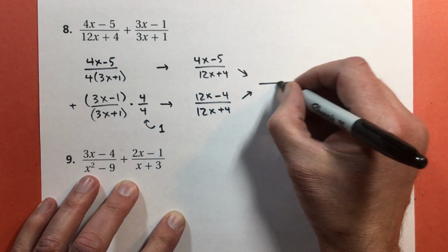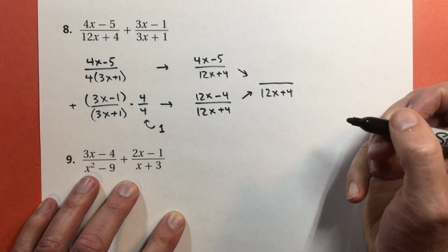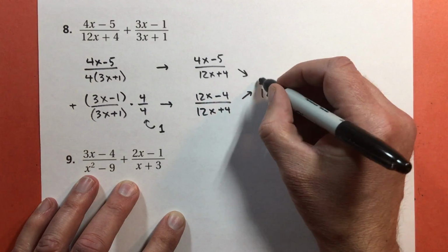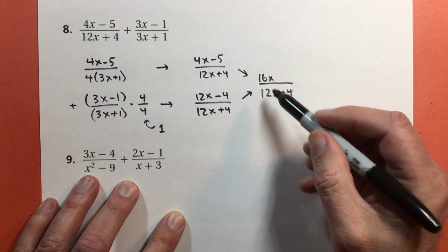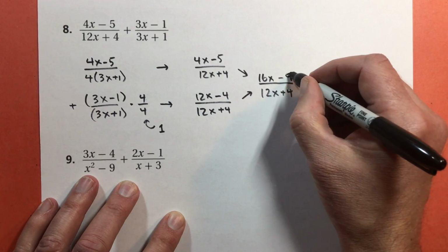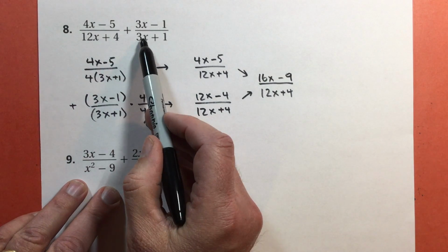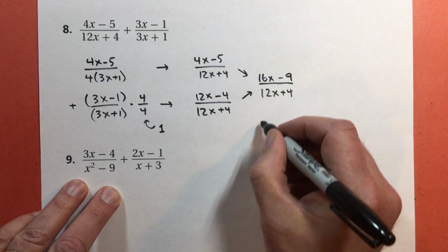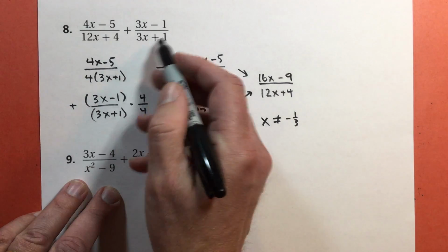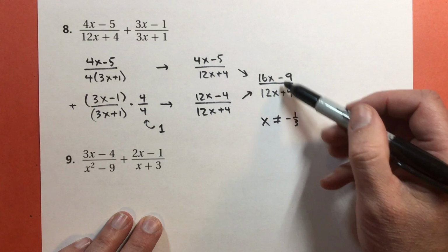I'm going to add these two together. My denominator is 12x plus 4. And my numerator is going to be 4x plus 12x, which is 16x. Negative 5 plus negative 4, which is negative 9. Now it looks like right here 3x plus 1, it looks like x cannot equal negative 1/3. I'll let you do 3x plus 1 equals 0 and solve. That's Algebra 1 stuff. Can I reduce this?